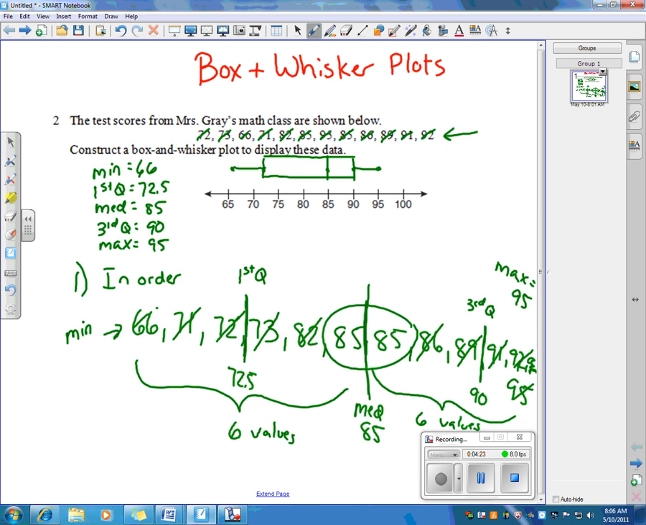Now the only thing left to do is labels. So down here, these are our test scores. I wish they left us a little room with the title. Now I'll just put my title over here. This is Gray's math class. So something descriptive that gets the point across. Hope this helps.